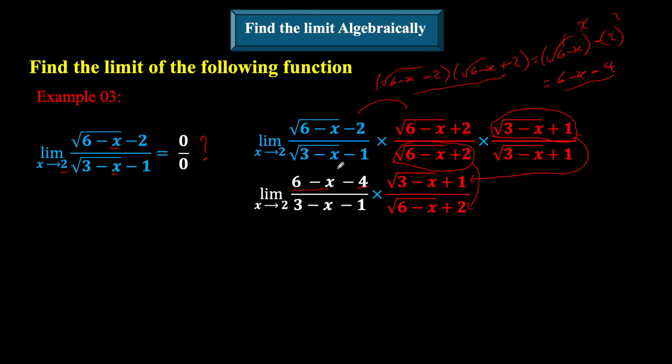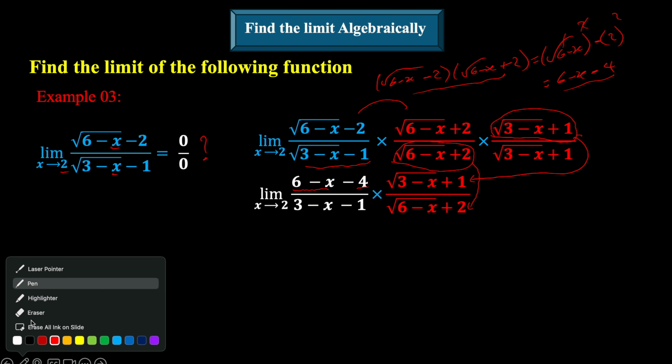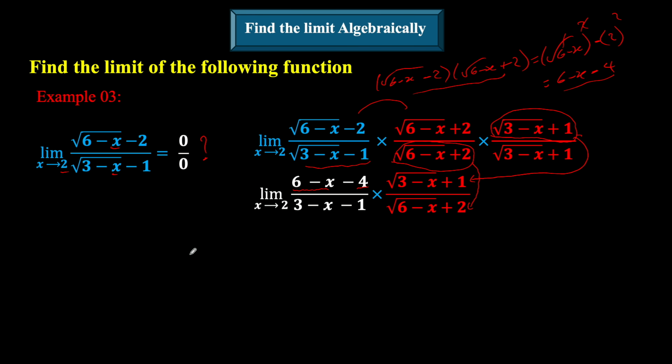Then we do the same steps here. What we did here, we will do it here. I will change the color. Okay, so we will multiply this one here, the square root of 3 minus x minus 1, by this one here, the square root of 3 minus x plus 1. We will do the same steps.